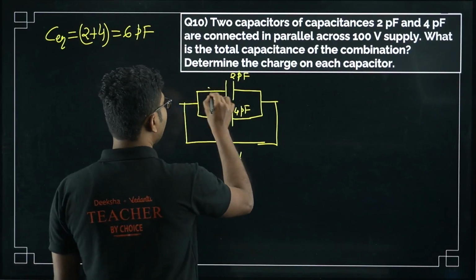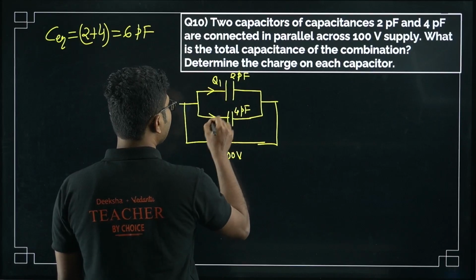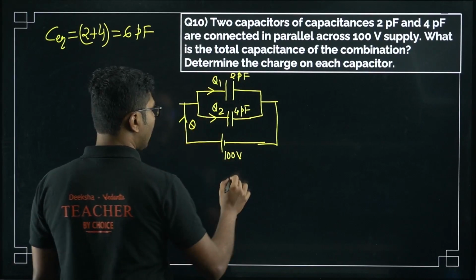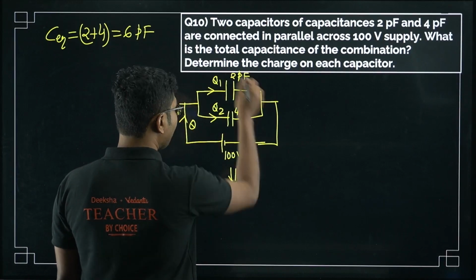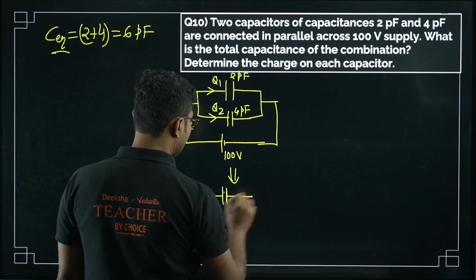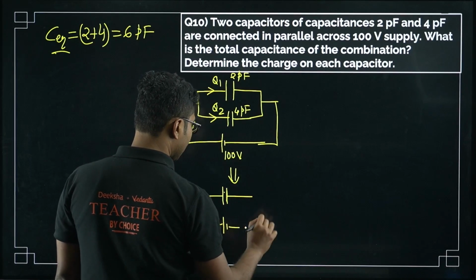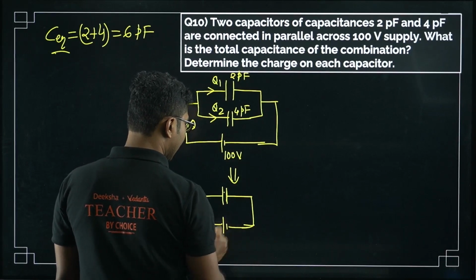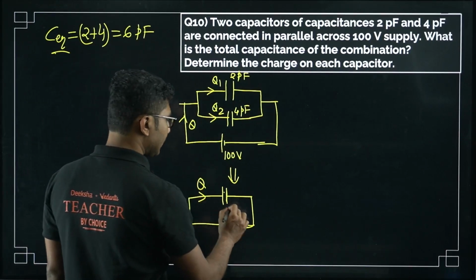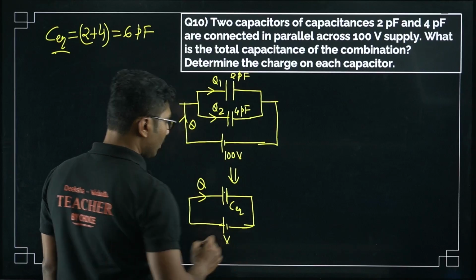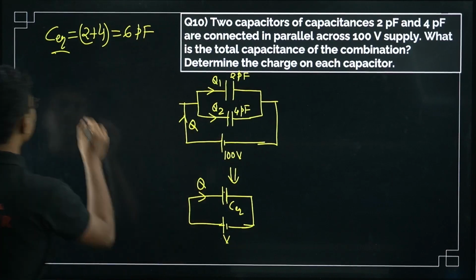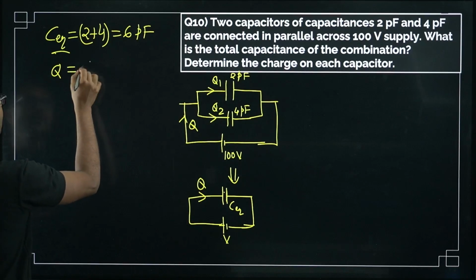So charges will not be the same because they are in parallel combination. Suppose this is Q1, this is Q2, the total charge is Q. Now if we replace the combination with the equivalent capacitance, same battery, everything else the same, then the charge in the circuit will be capital Q. So this is C equivalent, this is V. If we replace it, the same charge will pass.